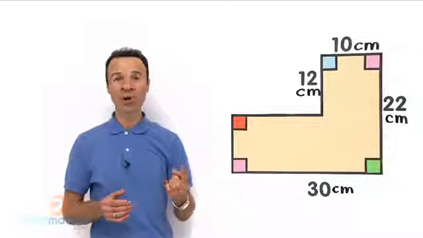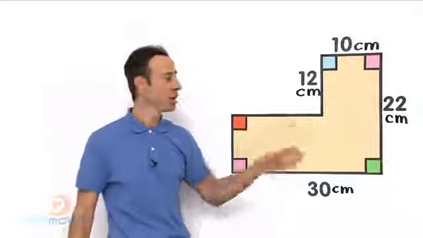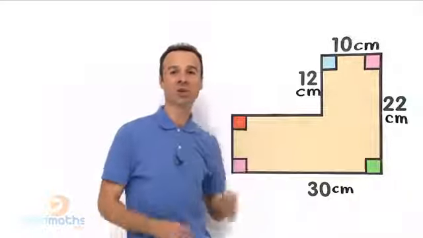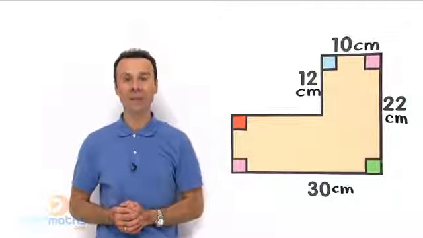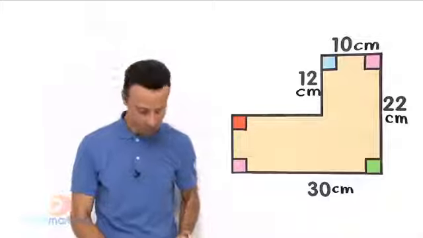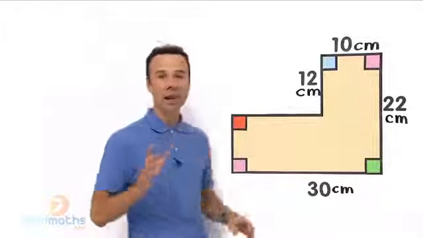So step number 1 is find these lengths that are missing, these 2. And then step number 2 is chop them and work out each individual area. And finally, add them together and we have the total area. So let's go through it now. The first thing we want to do is identify what lengths we do have.